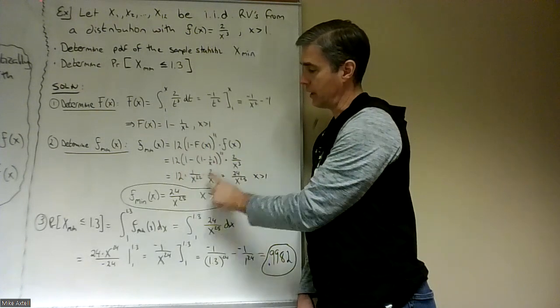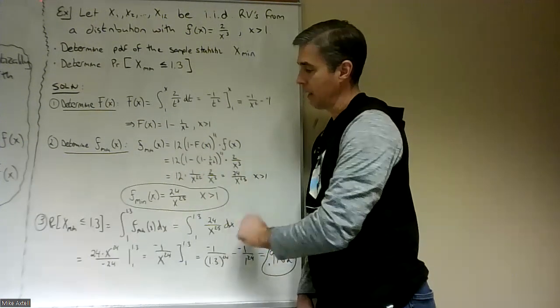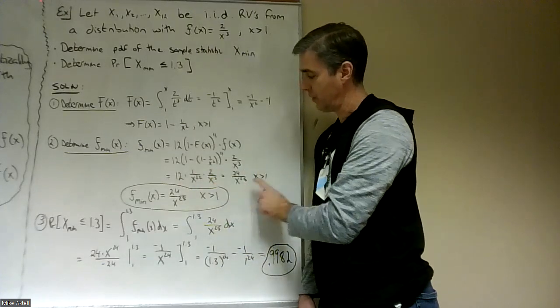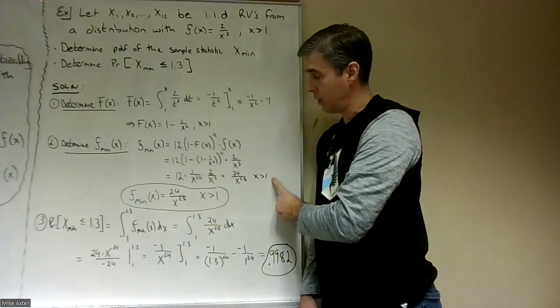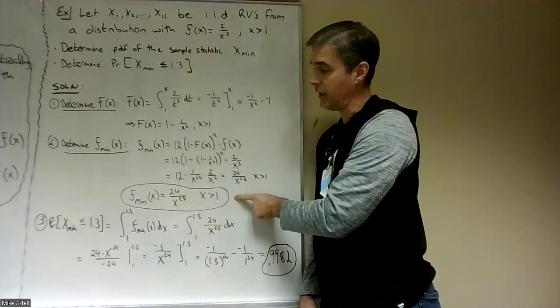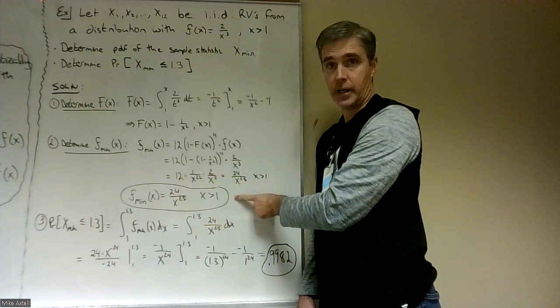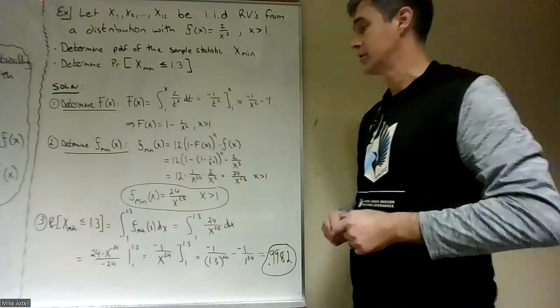1 over x squared to the 11th is 1 over x to the 22nd. And then 12 times 2 is a 24, x to the 22nd, x cubed is x to the 25th. Same old support, x greater than 1. So there is the PDF of my test statistic, x min, and it's 24 over x to the 25th.